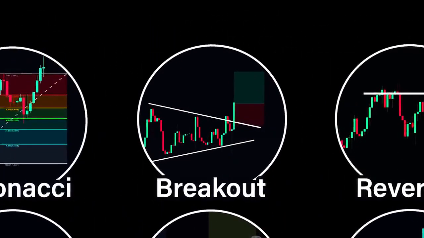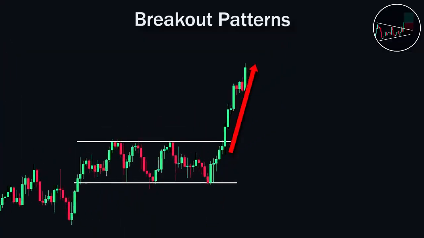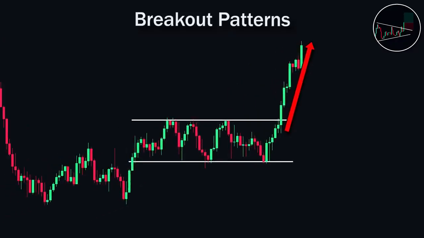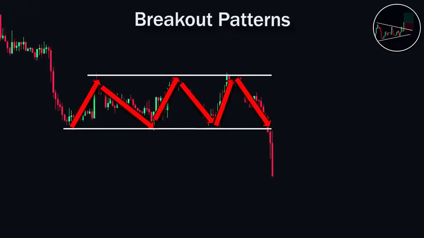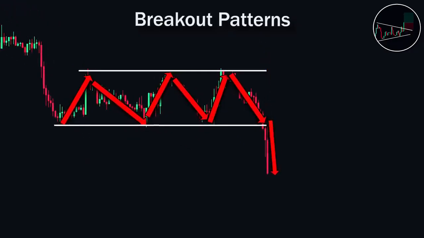Breakout patterns. It is when price makes a sudden and significant movement towards one direction. This usually forms after the market makes a consolidation period. For example, here we can see that the price is consolidating. Then, it suddenly moves sharply to the downside. This is called a breakout.